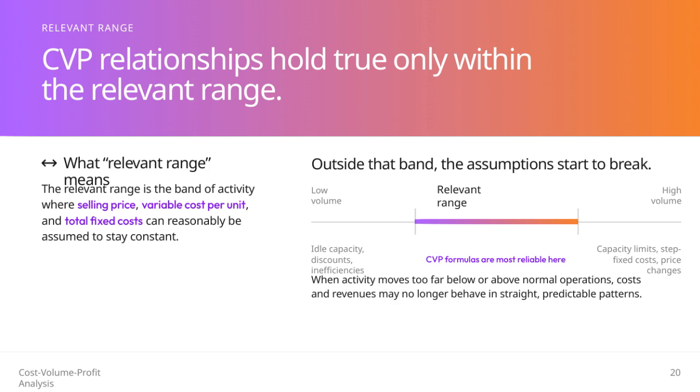However, if activity falls too far below or rises above this range, these assumptions start to break down. For example, at low volumes, you might encounter idle capacity, discounts, or inefficiencies that impact costs differently. On the other hand, at high volumes, capacity limits, step-fixed costs, or changes in pricing can alter the cost behavior. Outside the relevant range, costs and revenues no longer follow the straight, predictable patterns that CVP analysis depends on, so it's important to keep this in mind when applying these concepts in real-world situations.